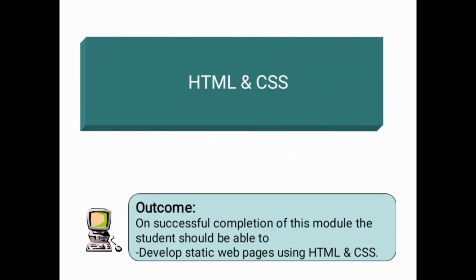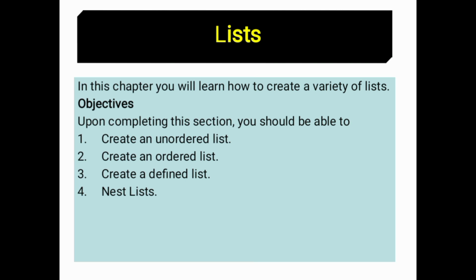The main outcome of this course is that on successful completion of this module, the students should be able to develop static web pages using HTML and CSS. Today we are going to discuss lists and tables.